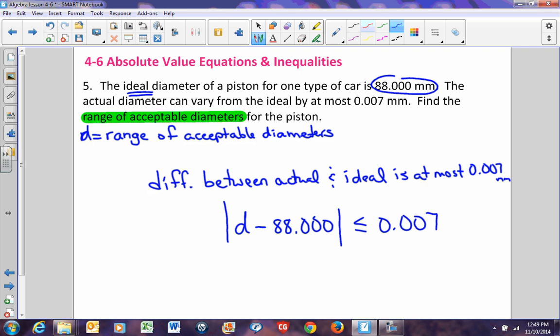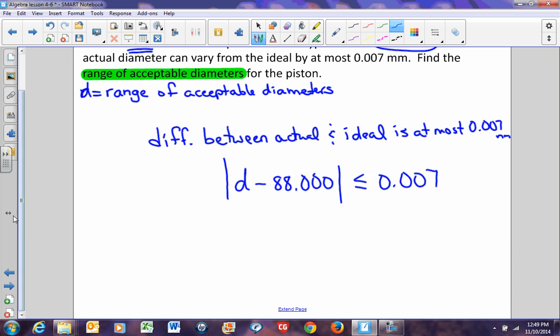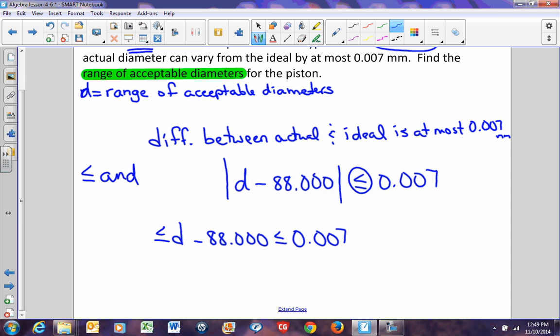We've written an absolute value inequality. That's the first thing we have to do, write the absolute value inequality, and then we have to solve this absolute value inequality. It's a less than. Less than means it's an and inequality. So I write it exactly as I see it. D minus 88.000 is less than or equal to 0.007. Switch this sign here to the front, going the same direction. Switch the 0.007 to the front will make it negative. So there's my inequality I now need to solve.